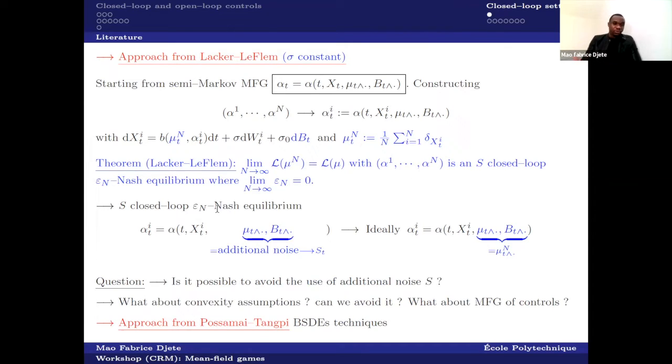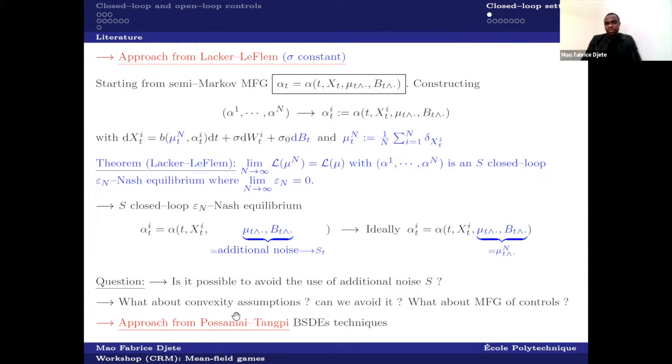So the natural question is, can we avoid using this additional noise? Also, in the framework, they need to consider some convexity assumption, but as I mentioned briefly, for mean-field games of control, convexity assumption is sometimes kind of useless. So can we avoid using convexity assumptions? And in the case of mixture games of control, is it possible to apply this technique? So there is this kind of issue we want to overcome.